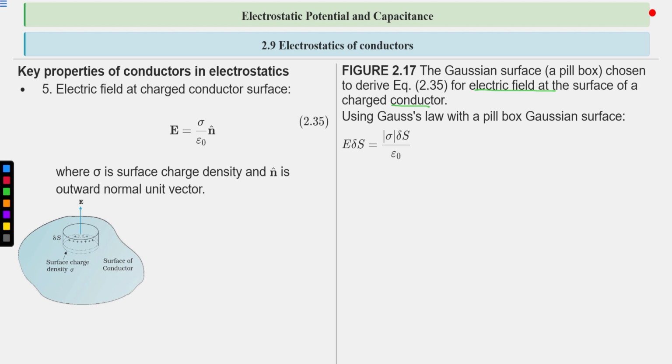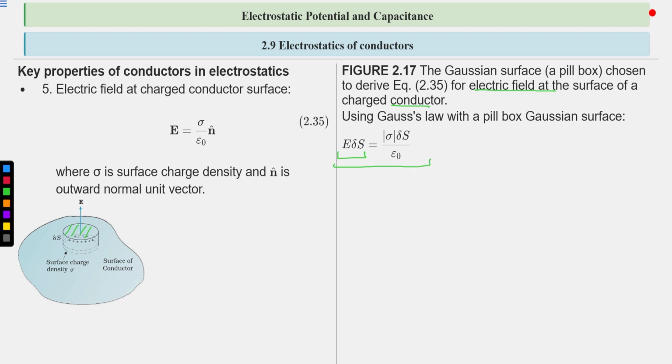Gauss law. Now applying Gauss law, electric flux is electric field into area. So E into delta S is equal to charge upon epsilon naught. So what is the charge on this surface? Sigma, that is surface charge density, into the area of this small circular section. This is the charge enclosed by this pillbox, upon epsilon naught. So this is the Gauss law.